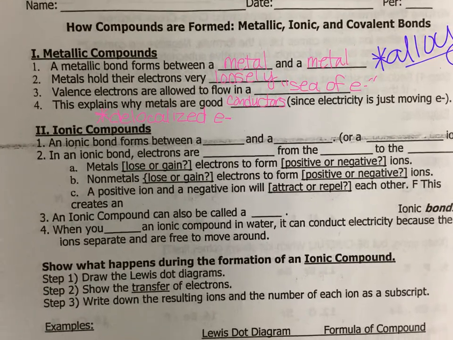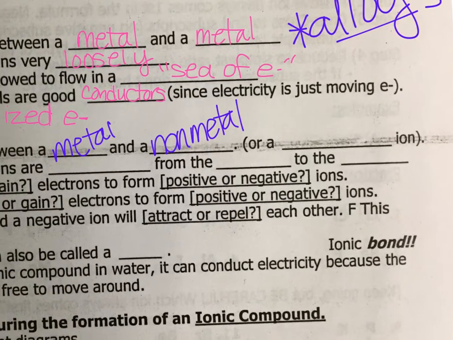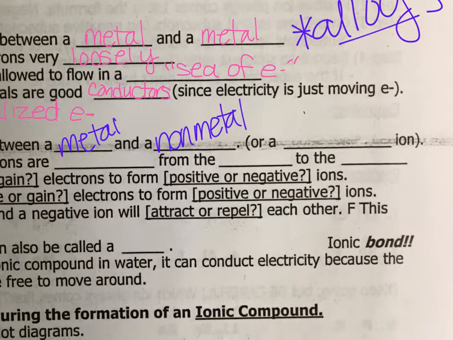Good job. All right. Let's move on to ionic compounds. This one you guys should be able to shout out your answers. An ionic compound or an ionic bond forms between a what and a what? Metal, nonmetal. And this is talking about the names for their ions: cation is one, and an anion.